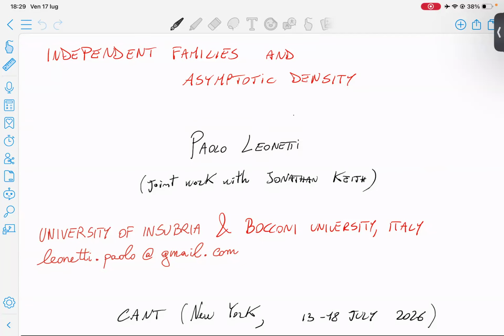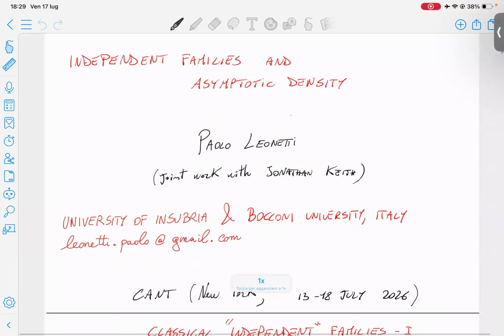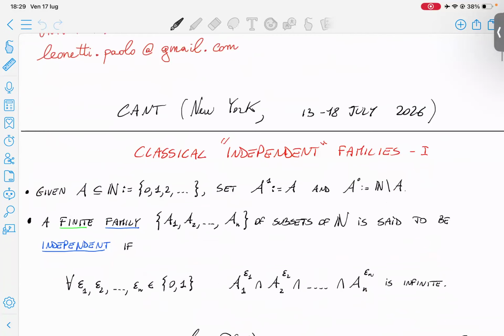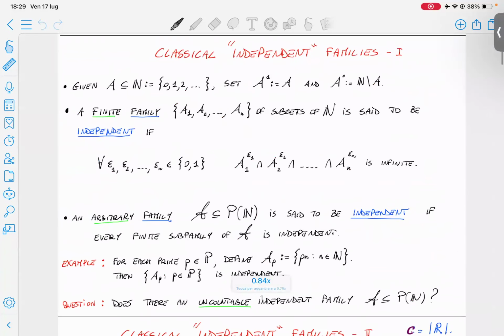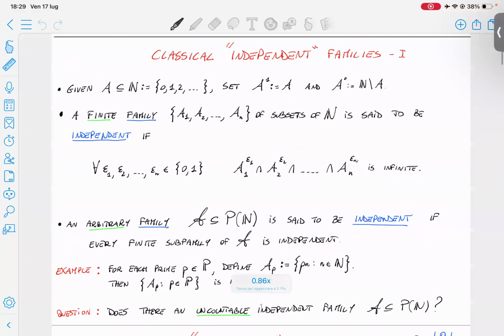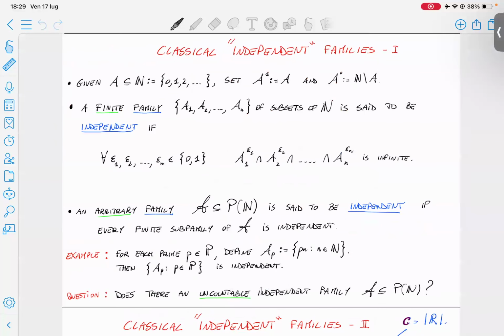Today we'll speak about something which is not really related to number theory, except that we are speaking about asymptotic density. This is a joint work with Jonathan Cate, which I just saw. He woke up and is listening to us. So let's remember the classical definition of independence for independent families of natural numbers.